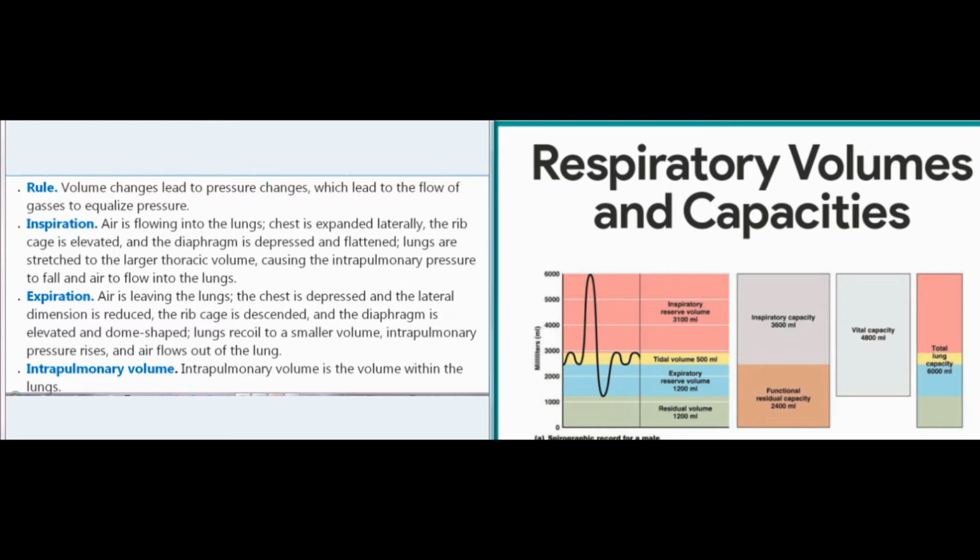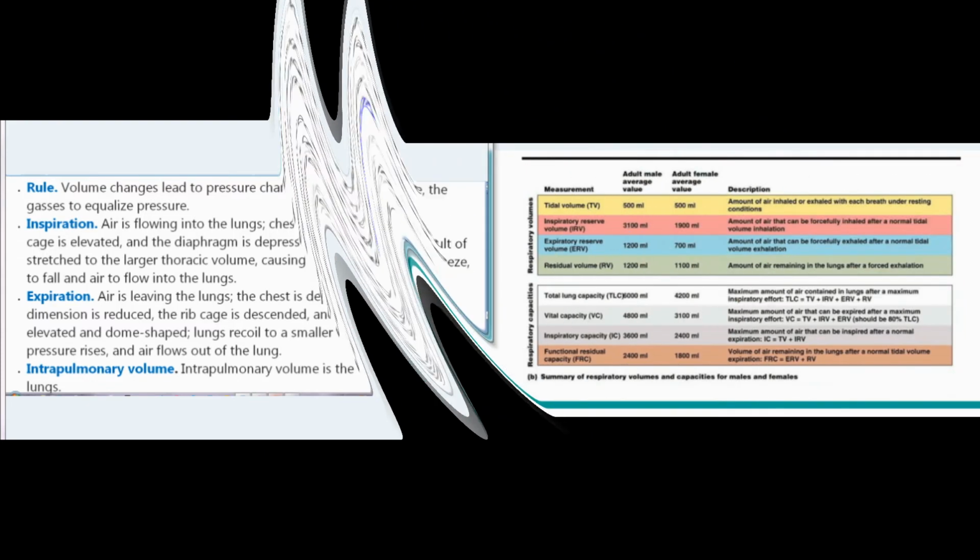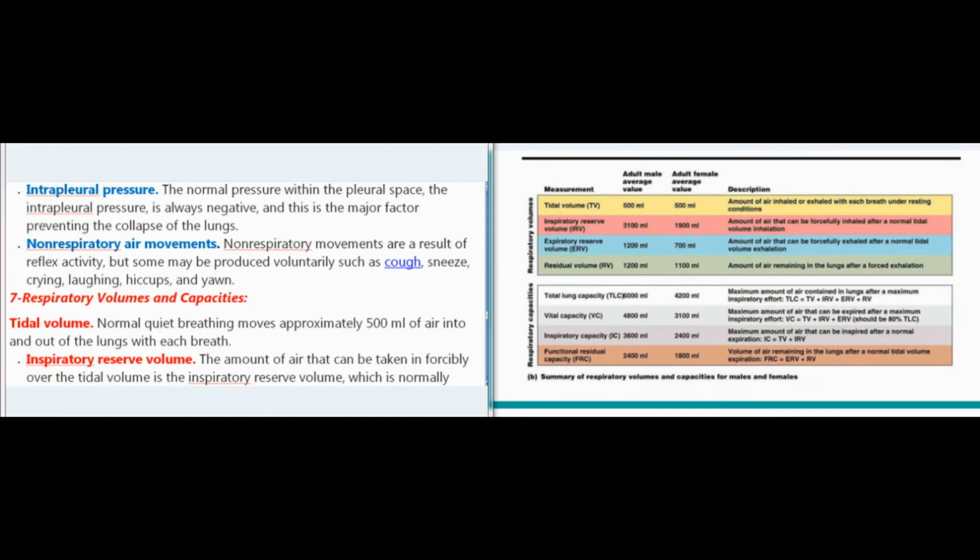Intrapulmonary volume. Intrapulmonary volume is the volume within the lungs. Intrapleural pressure. The normal pressure within the pleural space, the intrapleural pressure, is always negative, and this is the major factor preventing the collapse of the lungs.